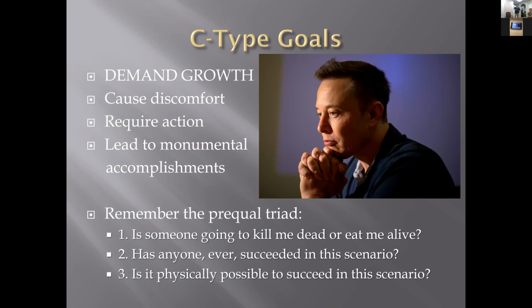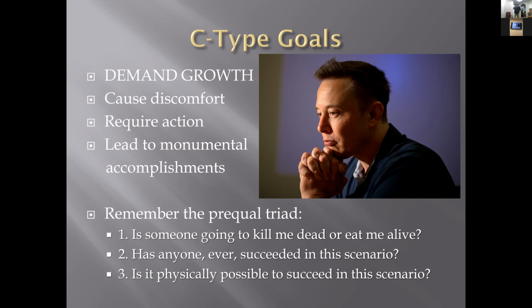They require action. Nobody ever set a C-type goal and then drank a bunch of coffee and called it a day. Jim Carrey was living in a van and he wrote down that he was going to make, I think it was $10 million for making a single movie. And then he actually had to go and work at it. He had to go make movies. He had to go do stand-up comedy. And eventually he was paid that $10 million for making Dumb and Dumber. It's a C-type goal.